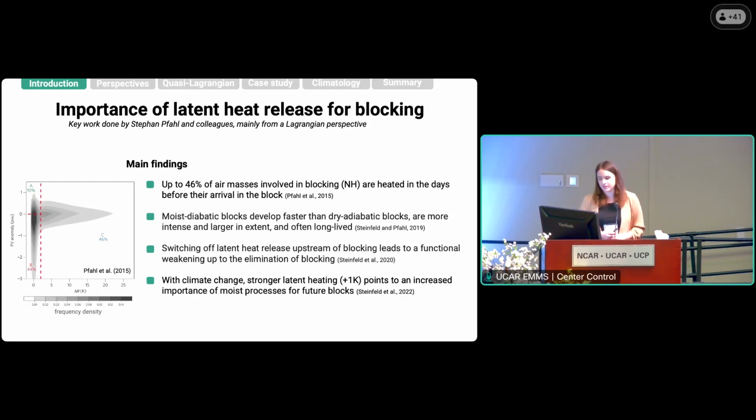In a follow-up study, Steinfeld and Pfahl in 2019 showed that moist diabatic blocks develop faster than dry adiabatic blocks. They are more intense, they are larger in extent, and they are often long-lived. In numerical experiments, they switched off latent heat release upstream of the block, and what happens is that you either get a substantial weakening of the block, or even a complete elimination of the block, so that it's not even developing at all. And in a most recent study of Steinfeld et al. in 2022, they show that with climate change, there's stronger latent heating, and that points also to an increased importance of moist processes for future blocks.